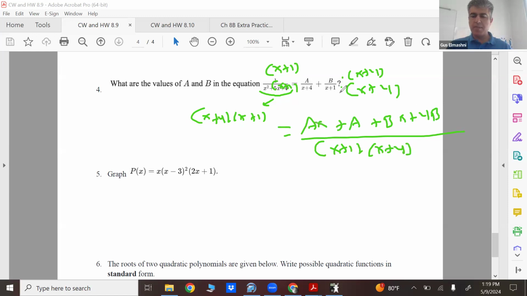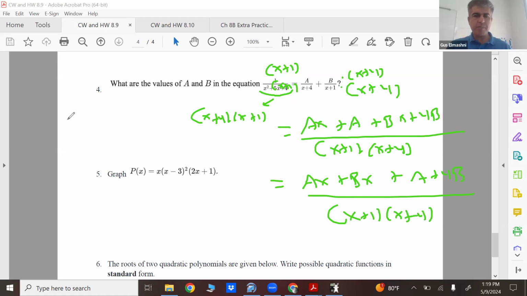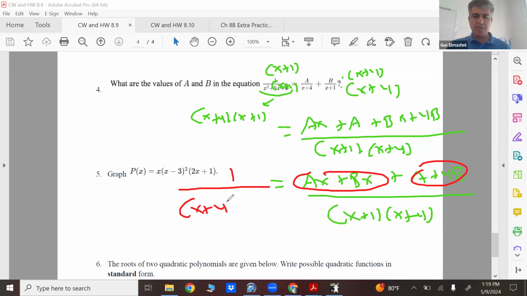Okay, hopefully that makes sense, right? Now here's the deal. Ax plus bx, I'll lump them together. A plus 4b, I'll lump those together. Over x plus 1, x plus 4. Now this is the part that's not terribly clear, but I hope you guys can see this. So what do you have on the left side? You have a 1, right? And you have the denominator like this, right? So you just have plain old 1 on the left side.